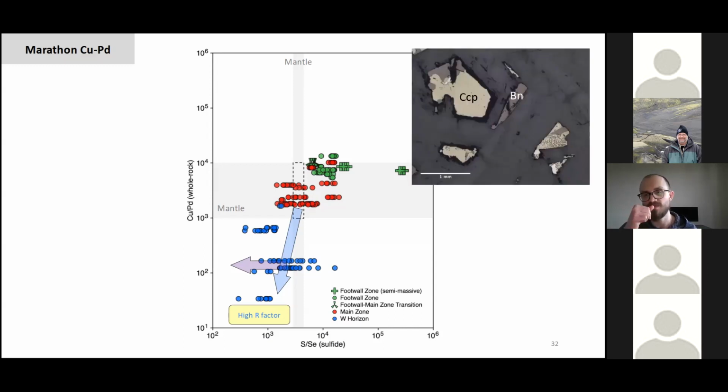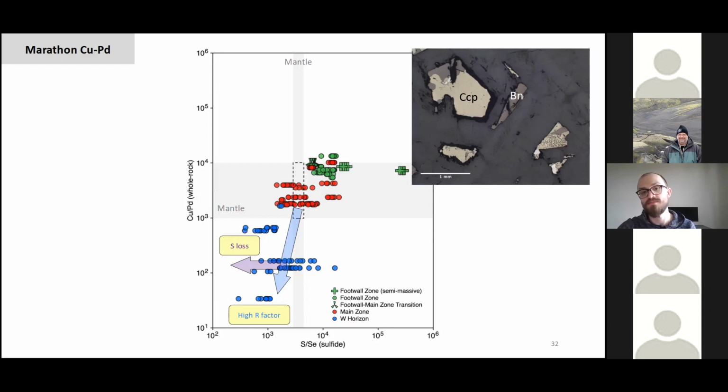Now, if we remember back a few slides, the W horizon is really the only zone in the eastern gabbro that contains a significant amount of bornite. Now, bornite is not a particularly common mineral in nickel copper PGE systems and can require some specific processes to have operated in order to generate. Now, one of those processes is sulfur loss. So if we remove sulfur from the sulfide liquid, then this will affect the sulfur selenium ratios and can explain why we have such a variation in sulfur selenium in the W horizon.